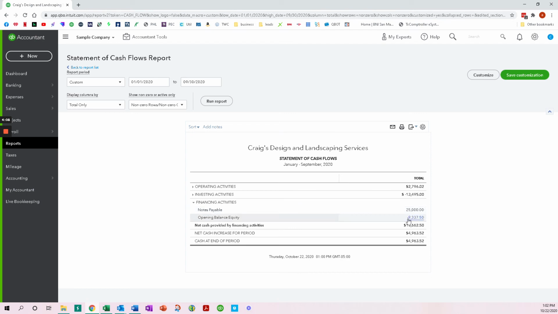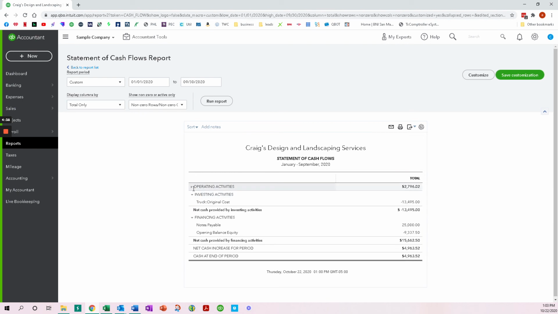You also have this line here for opening balance equity. We've talked about this in previous videos. If you ever have a balance in opening balance equity on your balance sheet, you need to get in touch with a professional bookkeeper or an accountant to help you figure out why there is a balance in there, because opening balance equity is a pass-through account. It's just a clearing account. There should not be a balance that ends up in there long term.